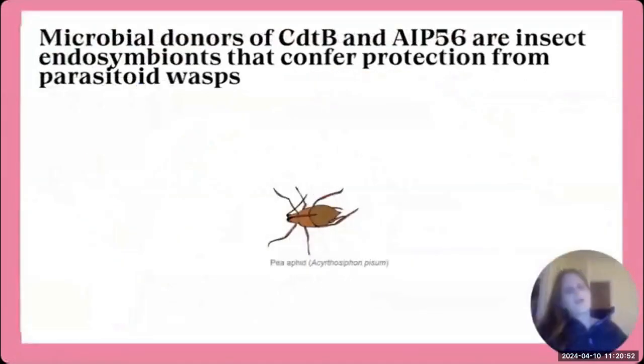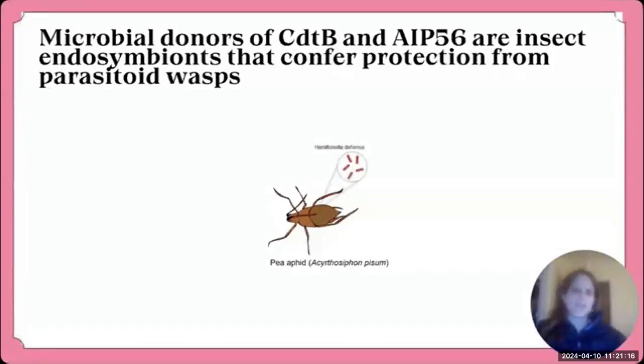And while it's interesting because CDTB and AIP56 are generally known to be secreted by pathogenic bacteria, and they kind of exist in this very negative space for eukaryotes, there is one really interesting example where they actually have proven to be beneficial to eukaryotes. That is in the pea aphid, Acyrthosiphon pisum. A. pisum has beneficial bacterial endosymbionts known as Hamiltonella defensa.